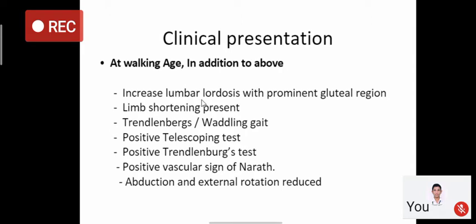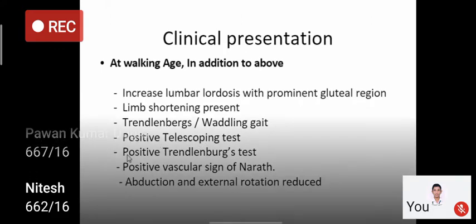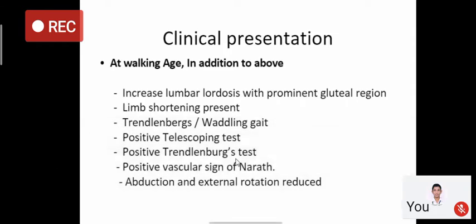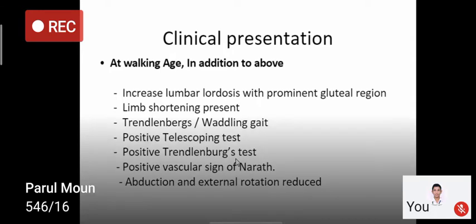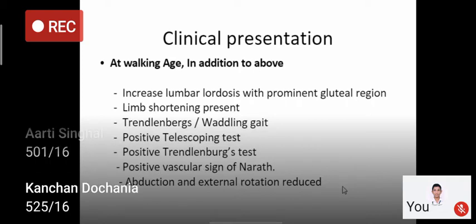At walking age, there is increased lumbar lordosis, prominent gluteal region, and the limb will be shortened on the side which is dislocated. Trendelenburg or waddling gait: waddling is in bilateral, Trendelenburg in unilateral. Telescoping test, that means you can push the head in and out of the acetabulum, and positive Trendelenburg test. Positive vascular sign of Narath. Abduction and external rotation is reduced.